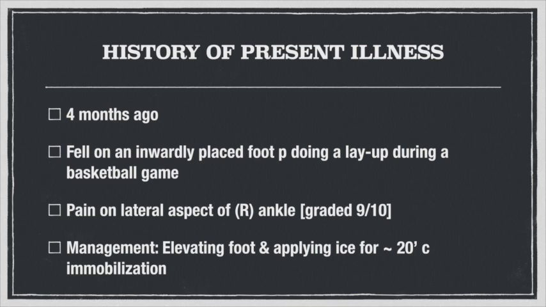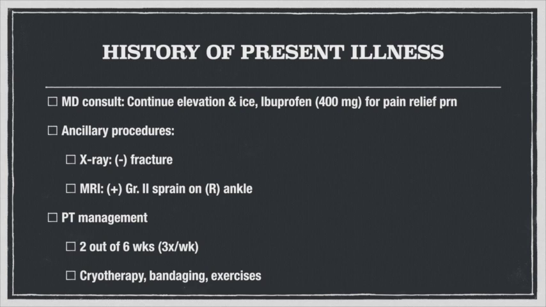As mentioned a while ago, the most common type of ankle sprain is caused by landing on the outside edge of the foot. This causes the ankle to roll in and sprain the ligament on the lateral part of the ankle. Patient went to a doctor for consult and was advised to continue elevation and ice application. Patient was also advised to take ibuprofen for pain relief as necessary.